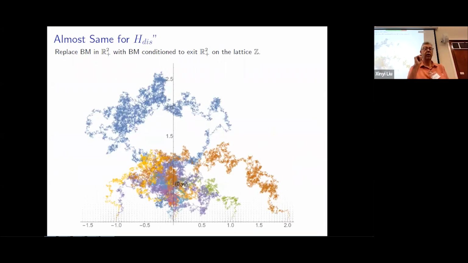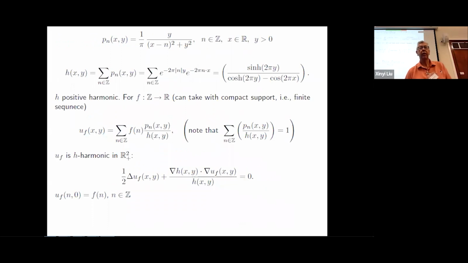Except you replace Brownian motion by Brownian motion conditioned to exit the upper half-space through the lattice. How do you do that? You construct a harmonic function, which we call the periodic Poisson kernel. So you take the Poisson kernel with pole at n, the integers, and you sum over n. In one dimension only, you can write it down very easily.